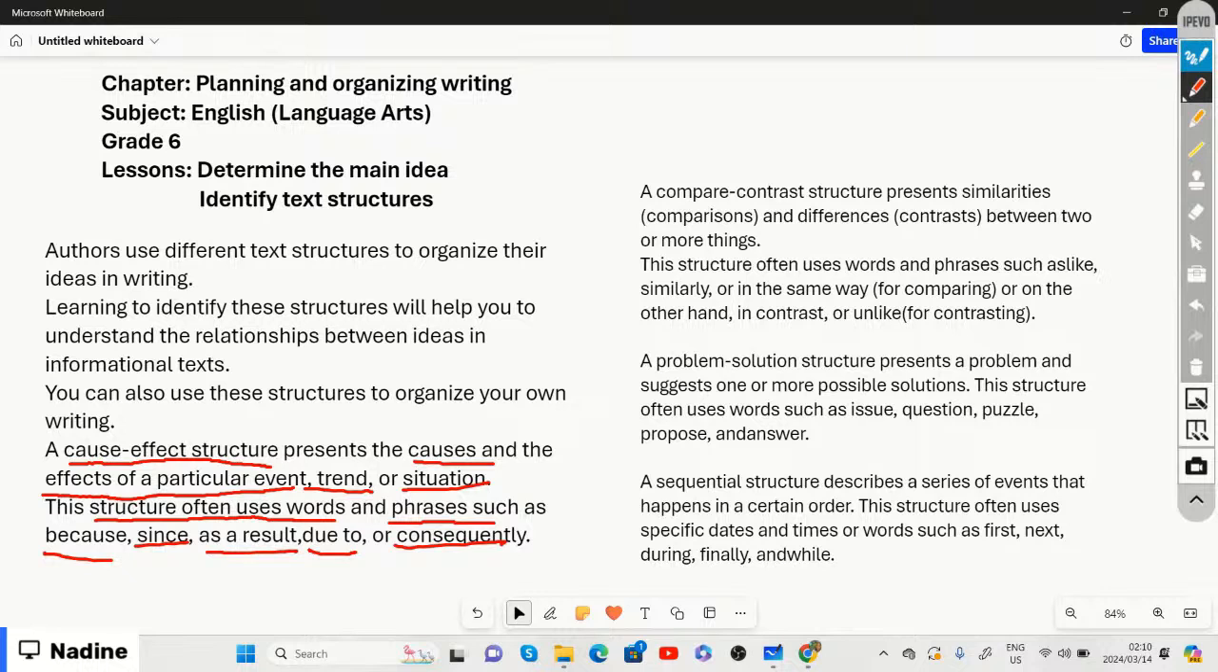So that is the cause-effect structure. We said that authors use structures to organize their ideas in writing, and we can also use these structures to organize our own writing. The first type of structure is the cause-effect structure, which presents the causes and effects of a particular event, trend, or situation, using words such as because, since, as a result, due to, or consequently.